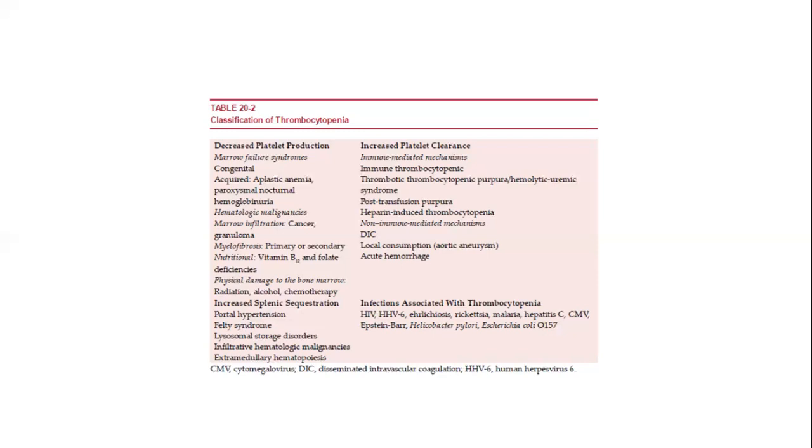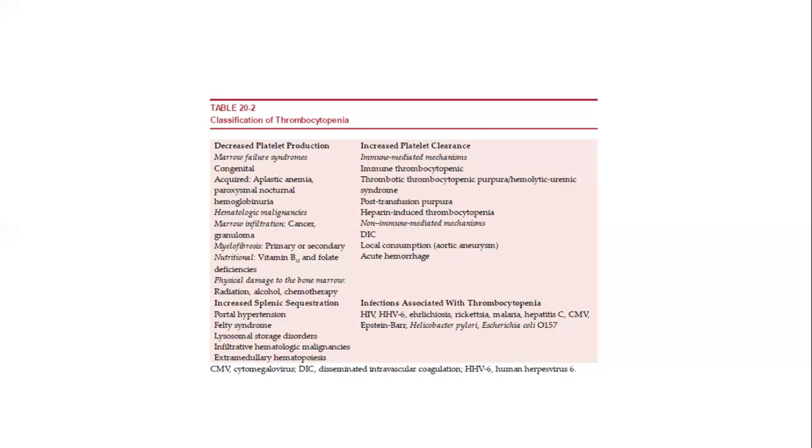Then increased platelet clearance. It can be due to immune-mediated mechanisms, as in immune thrombocytopenic purpura, TTP, then hemolytic uremic syndrome, post-transfusion purpura, then HIT, that is heparin-induced thrombocytopenia, and non-immune mediated mechanisms of increased platelet clearance include DIC, then aortic aneurysm, acute hemorrhage.